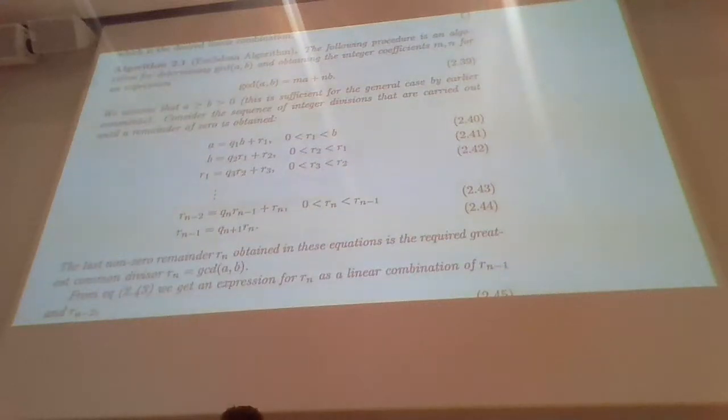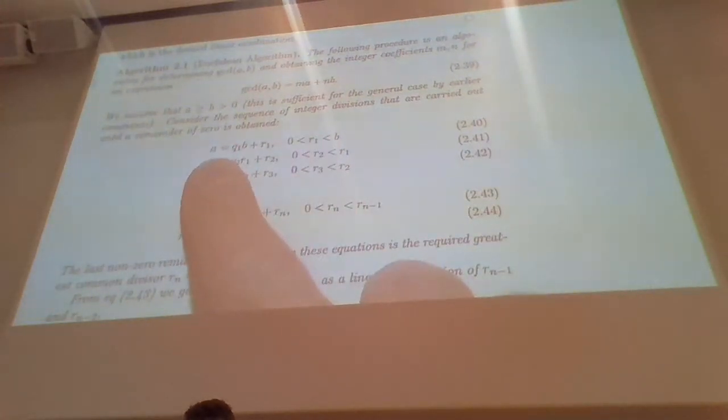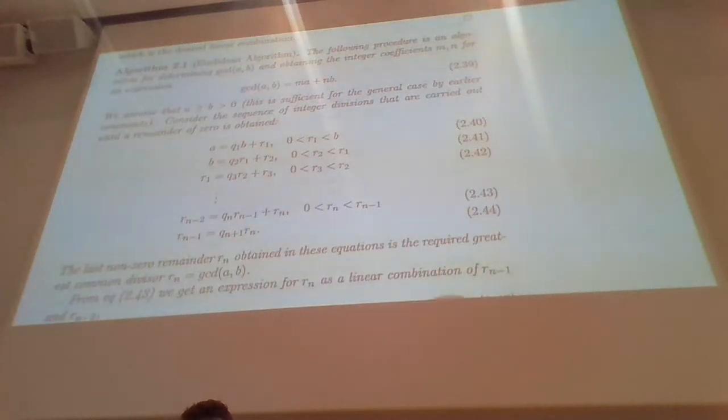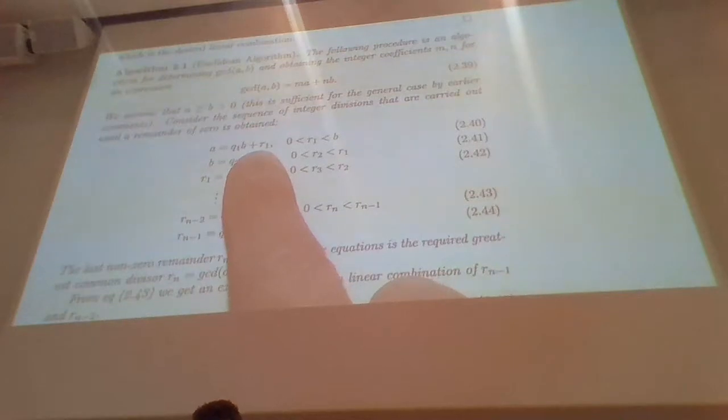So A and B are the inputs, and the way it works, we've got a formal description of it here, is you start performing integer divisions. So you begin by taking A and doing an integer division of it by B. It goes in a certain amount of times, Q1, could be a positive or negative integer. And then you get a small remainder. You get a remainder R1, first remainder.